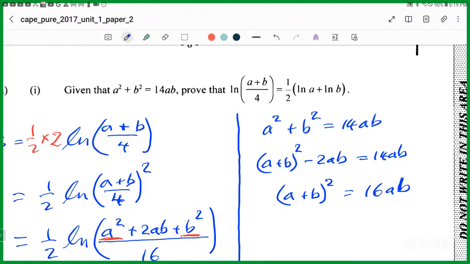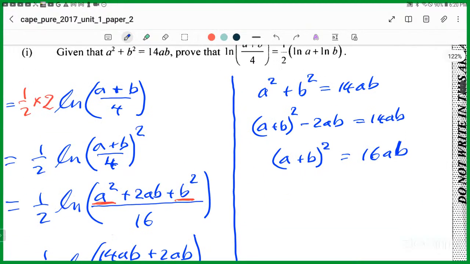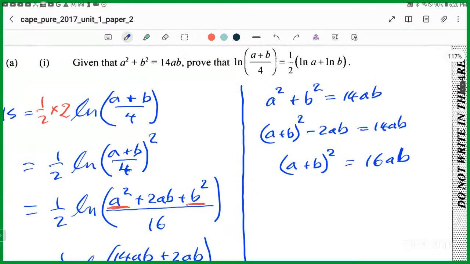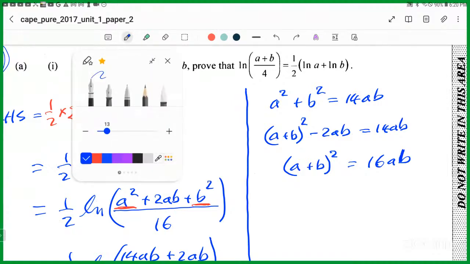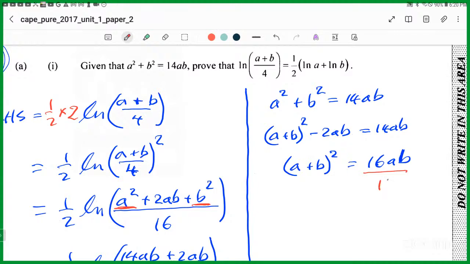All right, next thing is that this has a 4 under here. I'm going to divide both sides by 4 squared. 4 squared is 16, right? So I'm going to divide both sides by 16, because I want to get the 4 under there. So divide this side by 16 and divide this side by the same 16.